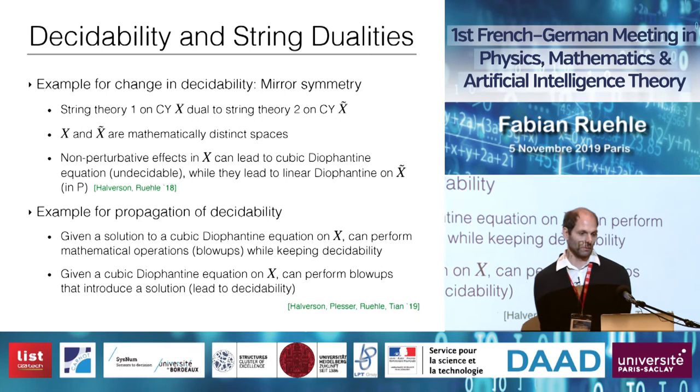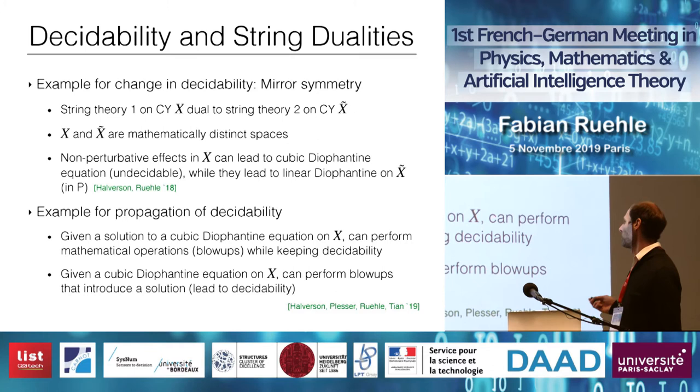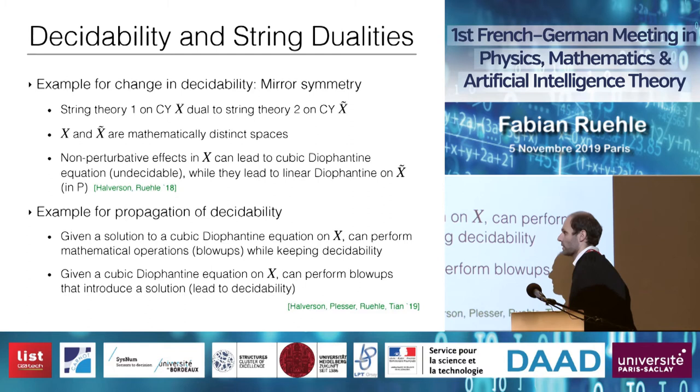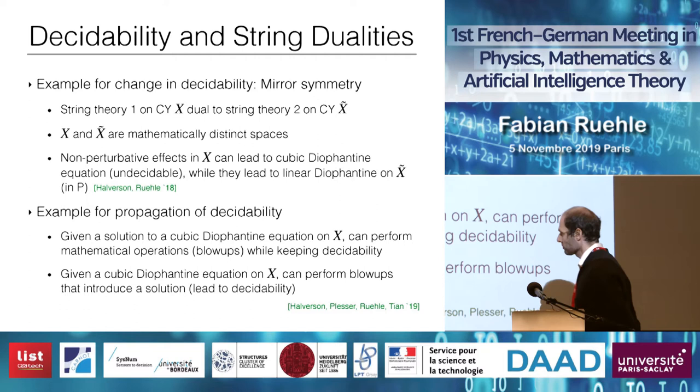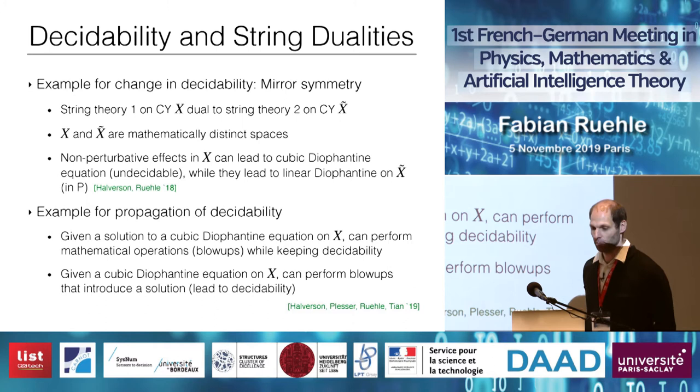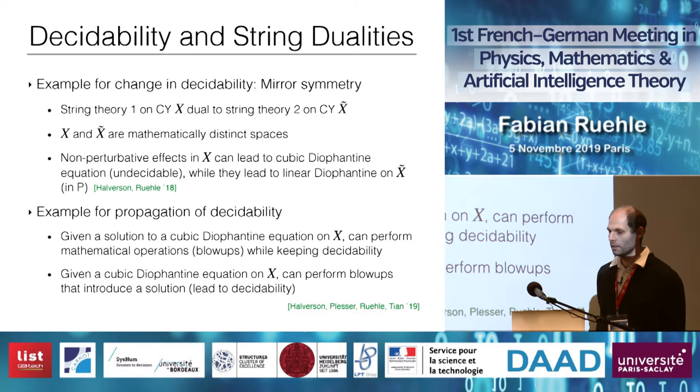Also, there is the question of propagation of decidability in the graph of connected Calabi-Yaus. Let's assume you have found by some magic a solution to a Diophantine equation on X. Can you perform mathematical operations, can you traverse this graph of Calabi-Yaus, to keep decidability of your problem? And in fact, we study under which conditions this actually happens in this paper.